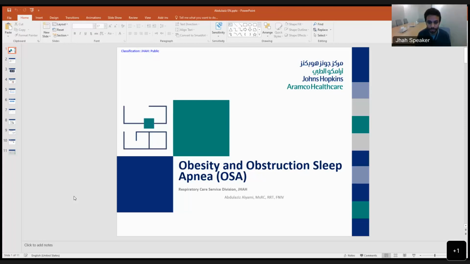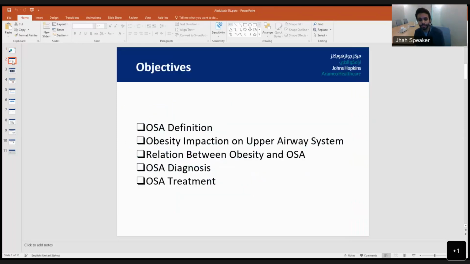And today I will talk about obesity from the point of view of respiratory. When I say obesity from the respiratory point of view, that means obesity and obstructive sleep apnea. We're going to go over what obstructive sleep apnea is and what the relation is between obesity and obstructive sleep apnea. The objectives that I'm going to go over are obstructive sleep apnea definition, obesity impact on the upper airway system, relation between obesity and OSA, which is obstructive sleep apnea, OSA diagnosis, and obstructive sleep apnea treatment.